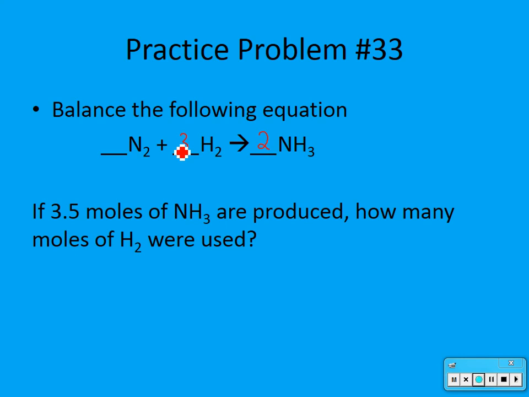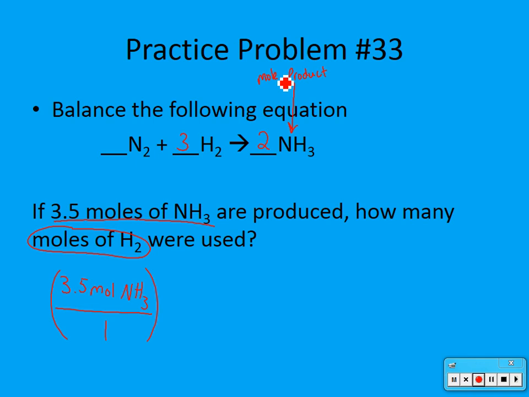It says if 3.5 moles of NH3, which is ammonia, are produced, how many moles of H2 were used? So we're starting with moles of ammonia, and it wants us to go to moles of H2. Again, let's just write down what they gave us, 3.5 moles of NH3, and put that over 1. Okay. Now, I want you to look at your roadmap. We are at moles of ammonia. Well, ammonia is a product. So we're at moles of product.